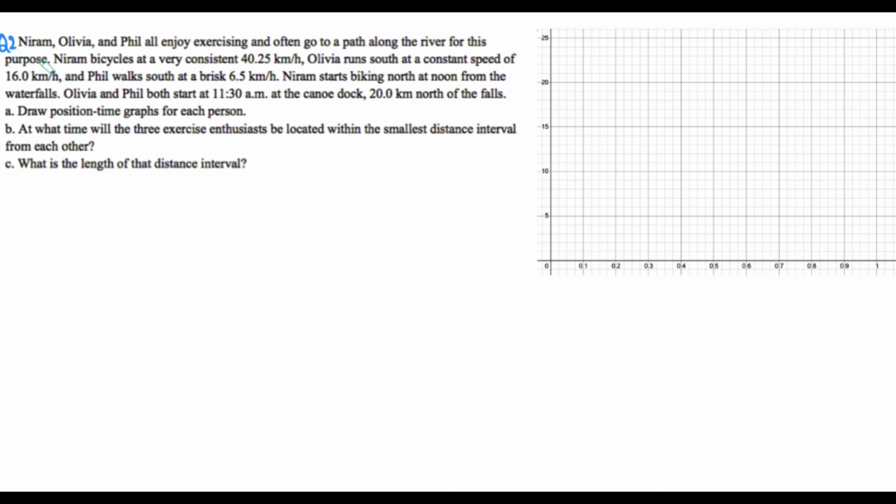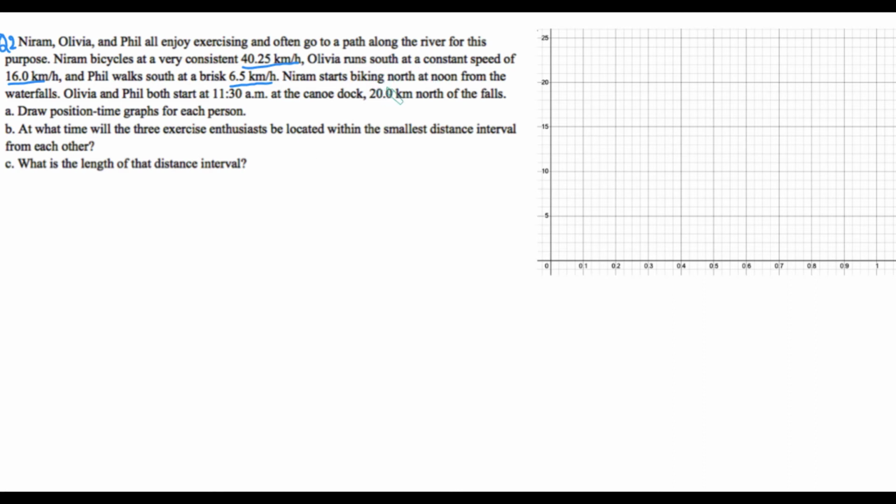Question 2. Niram, Olivia, and Phil all enjoy exercising and often go to a path along the river for this purpose. Niram bicycles at a very consistent 40.25 km per hour. Olivia runs south at a constant speed of 16 km per hour. And Phil walks south at a brisk 6.5 km per hour.